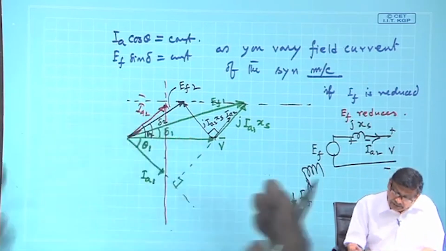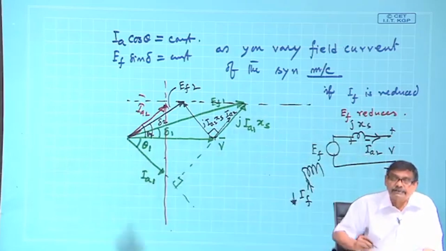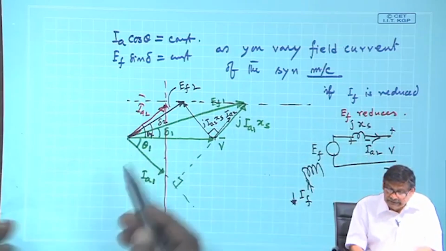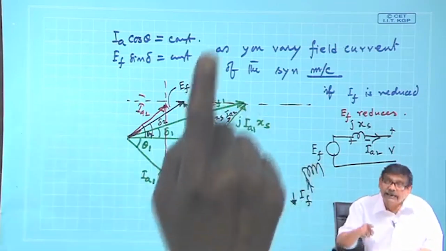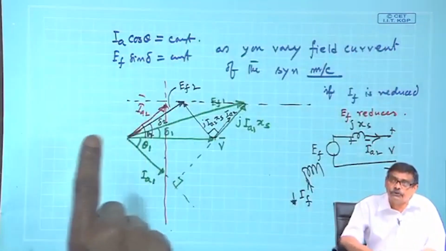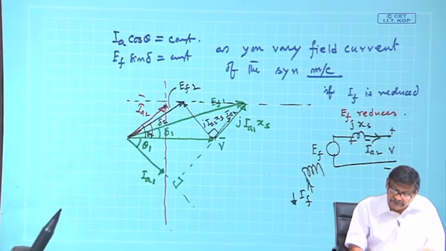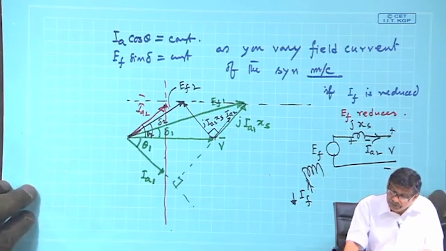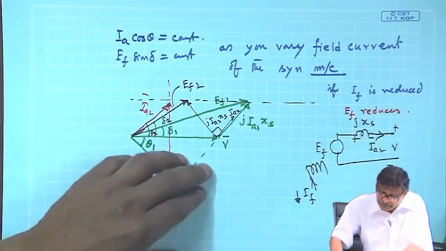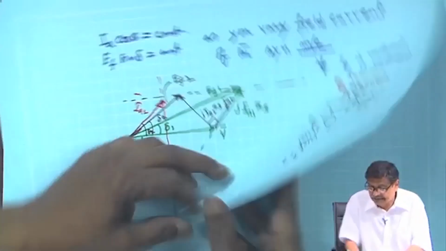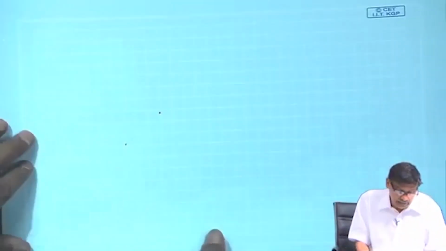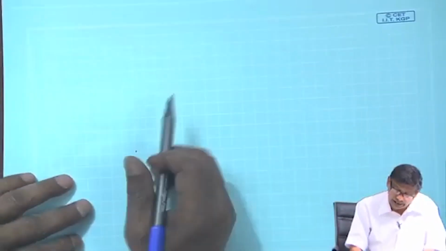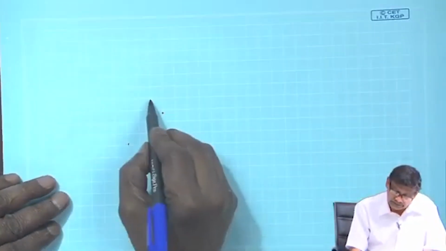In fact, you can find an excitation such that the generator will deliver the same amount of power at unity power factor. Got the point? So, I will just draw that case, and then I will stop here. I will do this for the motor as well.